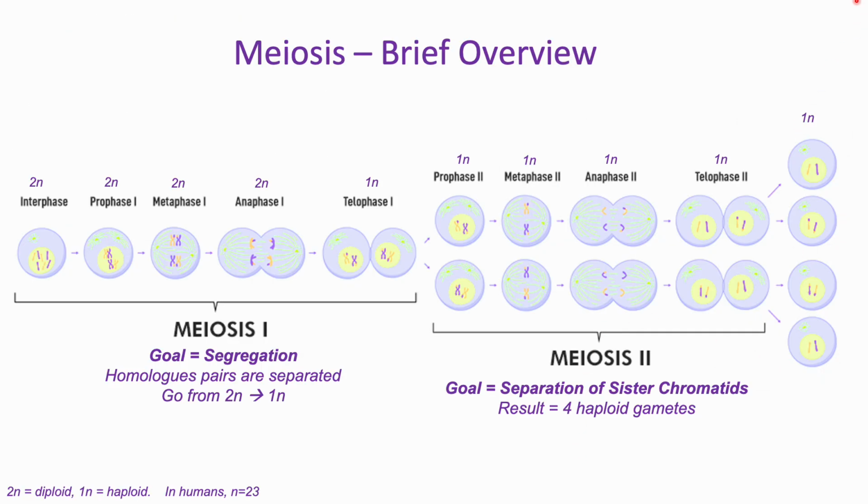So in order to understand embryology, we first have to understand a little bit about meiosis. And this is just going to be a quick, brief overview. The big thing about meiosis is broken down into two stages. We have meiosis 1 and we have meiosis 2. The goal for meiosis 1 is really to segregate our chromosomes. So the goal here is to take the homologous pairs and separate those. So we're going from a diploid organism to a haploid organism.